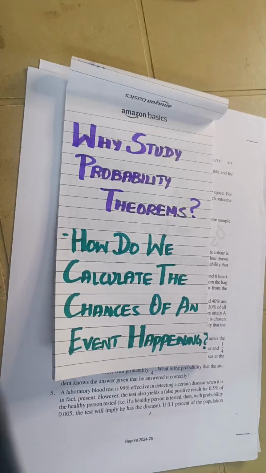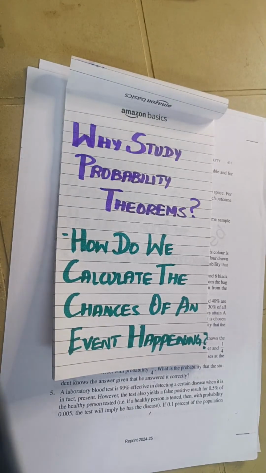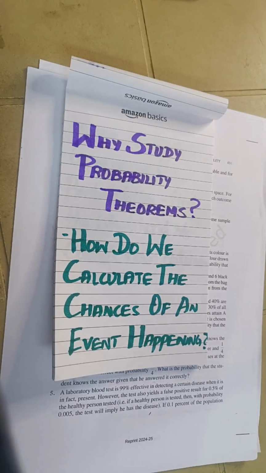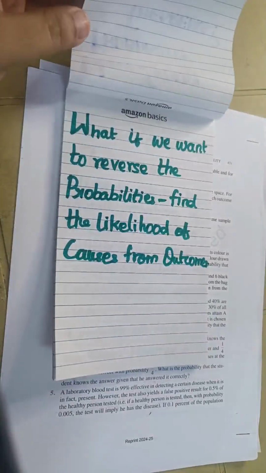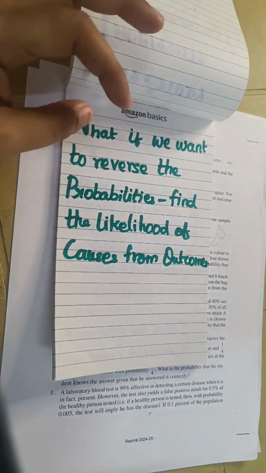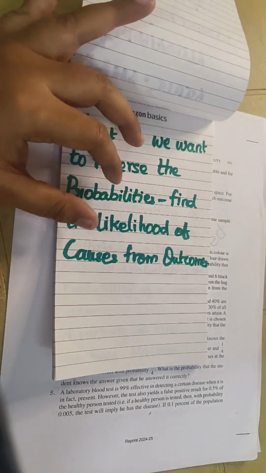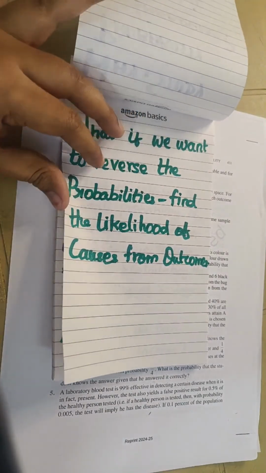When we have to use the total probability theorem and what it is, and when we have to use the Bayes theorem and what it is, that is very important. For probability, we are studying how to calculate the chances of an event happening. That is the basic thing, isn't it? So, what if we want to reverse the probabilities, and find the likelihood of causes from the outcomes?